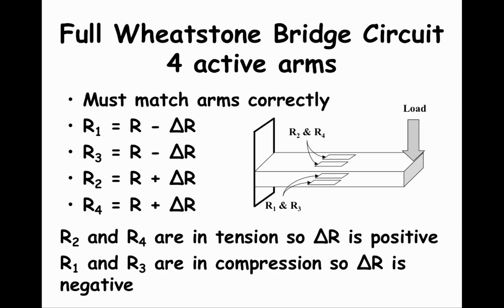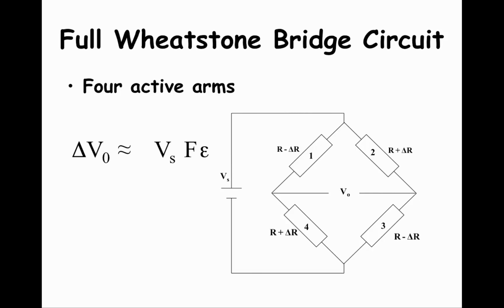Strain gauges 1 and 3 will be mounted in compression on the bottom of the cantilever beam. Strain gauges 2 and 4 are mounted on top of the cantilever beam in tension. The load is downward. When we have 4 active arms, the output voltage delta V0 is approximately the product of Vs times F times epsilon.